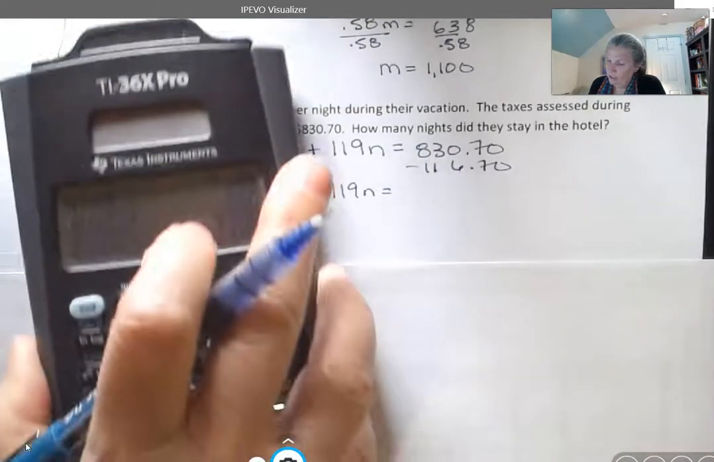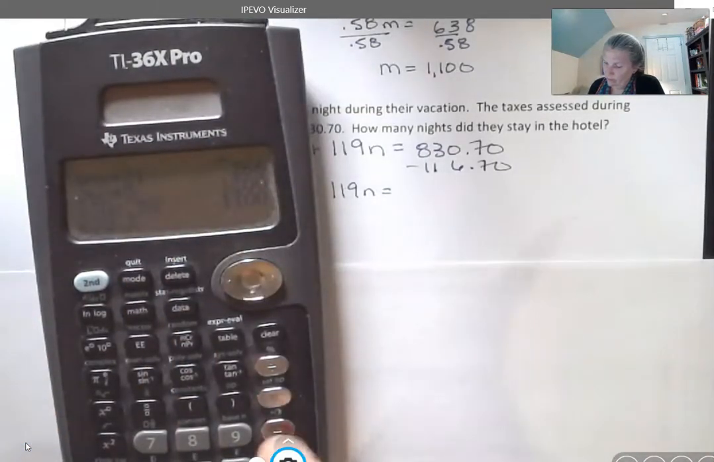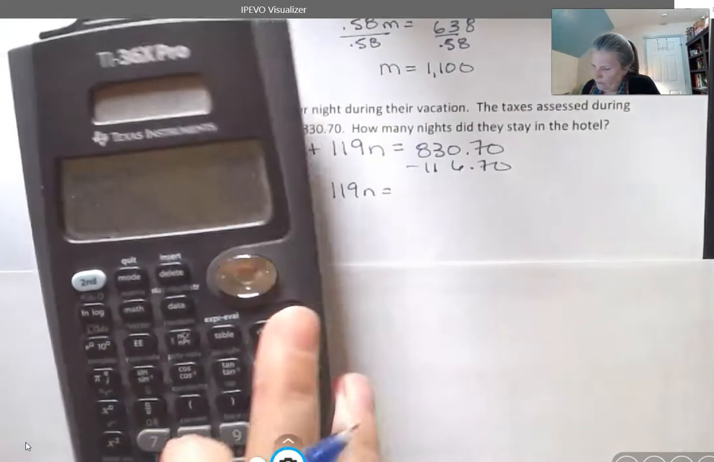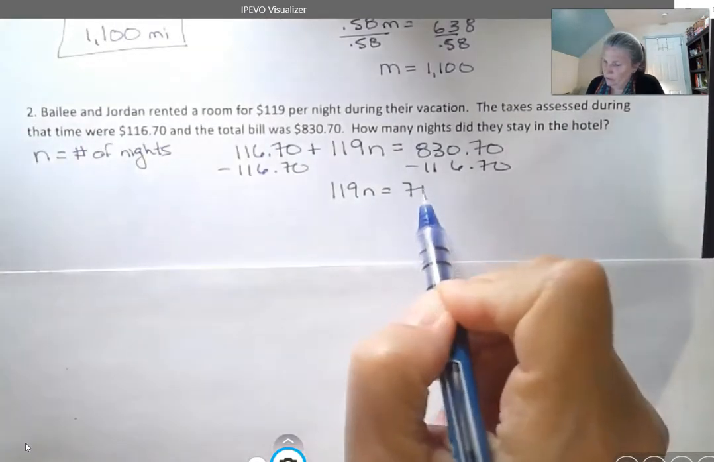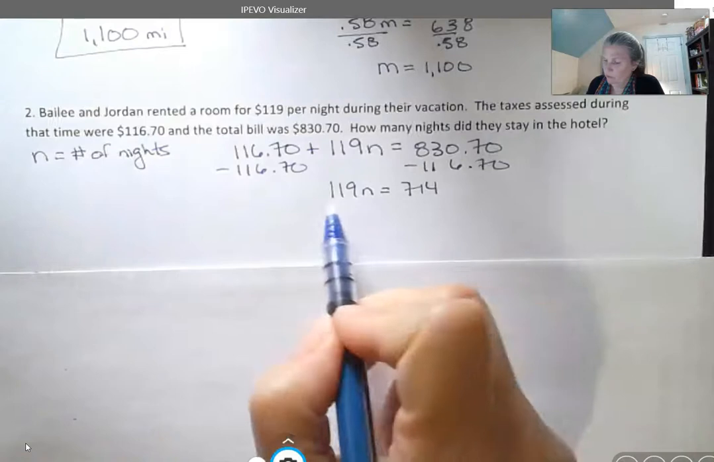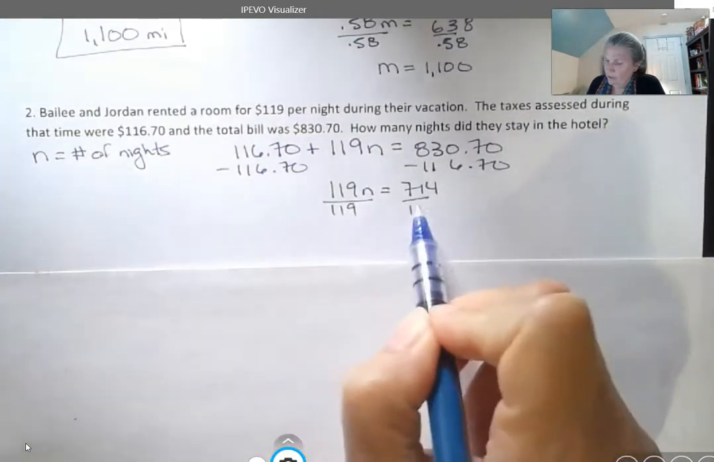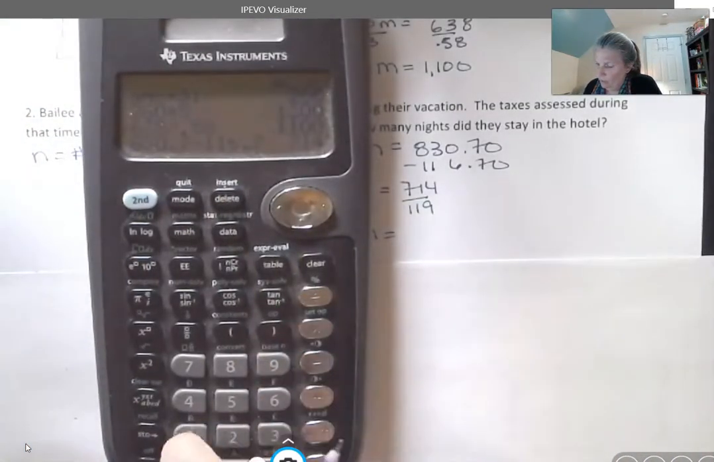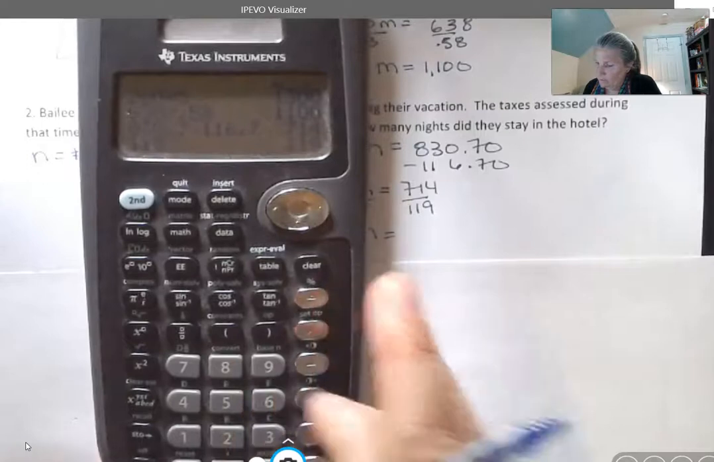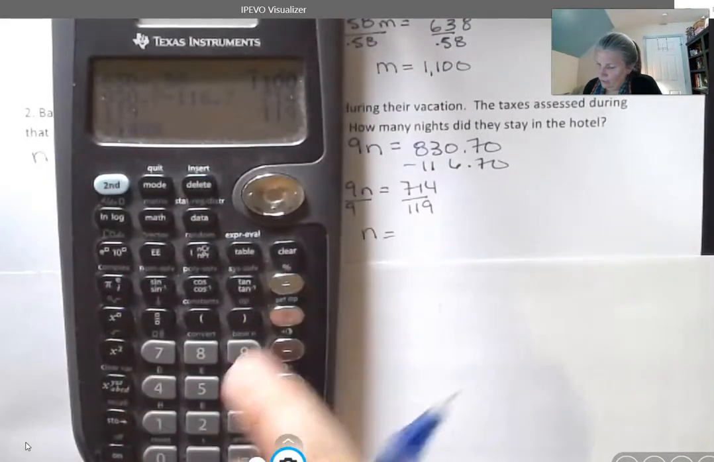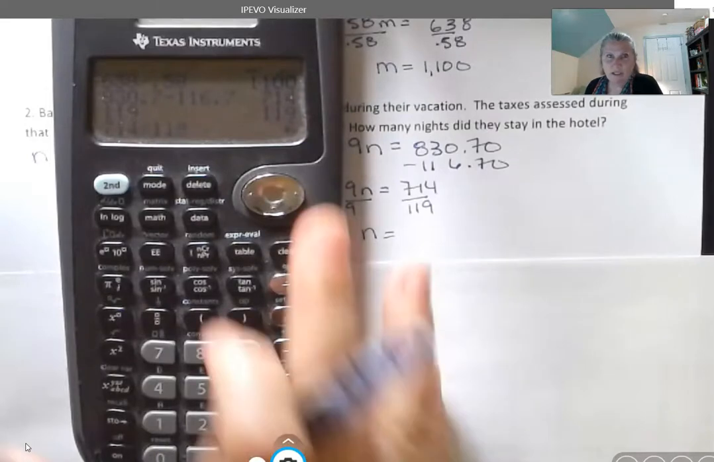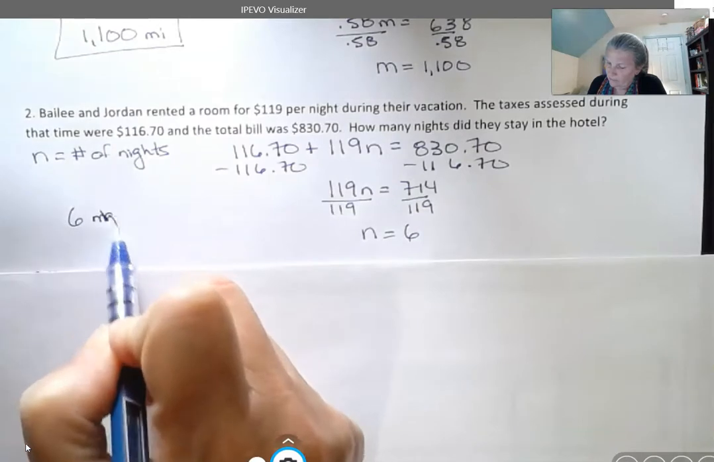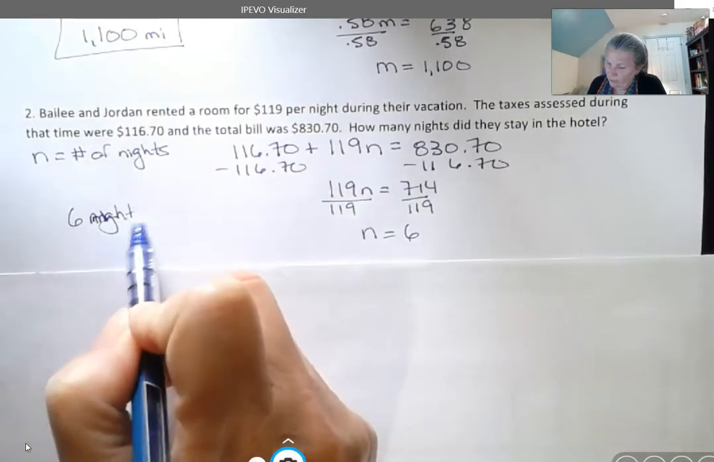I'm going to go ahead and do that on the calculator. 830.7 minus 116.7. And that gives me $714. Well, we're talking about dollars. It gives me 714. And then divide both sides by 119. And if you divide 714 by 119, you get 6. So they stayed 6 nights. Wow, I can't write nights.